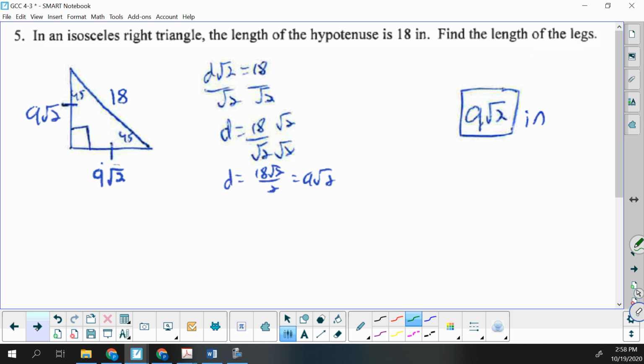An isosceles right triangle means there should be two sides the same and two angles the same, which implies a 45, 45, 90 triangle. The hypotenuse across from the right angle is 18, so 18 is equal to D square root of 2. Divide both sides by square root of 2 and we get 18 over square root of 2. Then we multiply top and bottom by square root of 2 and we get 18 square root of 2 over 2. 18 divided by 2 is just 9, so we get 9 square root of 2 for each of the legs, because across from the 45s would just be D's.